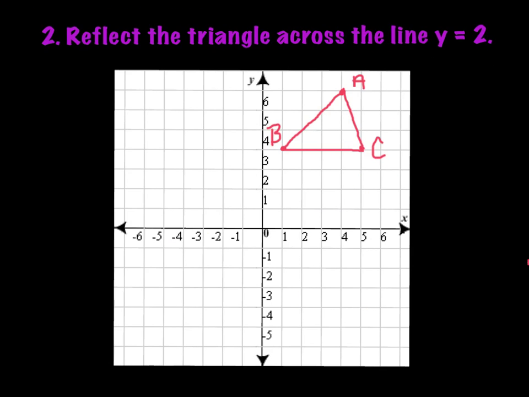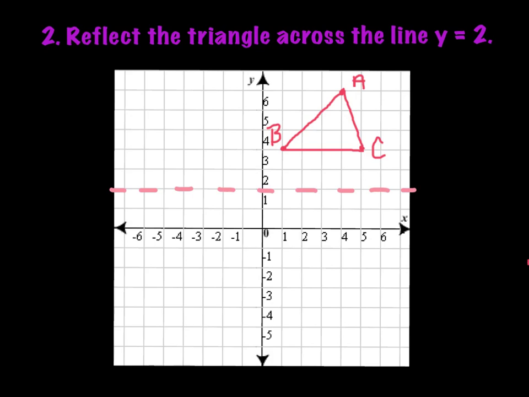Okay, on to problem 2. Now we need to reflect this triangle across the line y equals 2. Well, y equals 2 means that you go to the y-axis and you find 2. So there's 2. And the line y equals 2 is actually a horizontal line going through 2 on the y-axis. So let's go ahead and go over our reflection line. Okay, so it's this line right here.